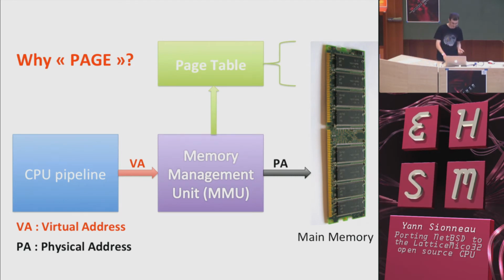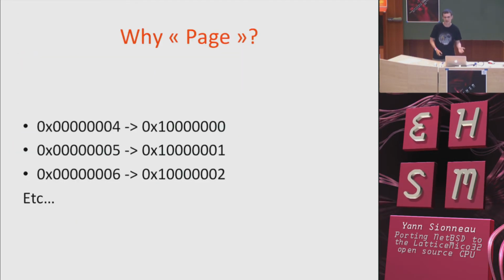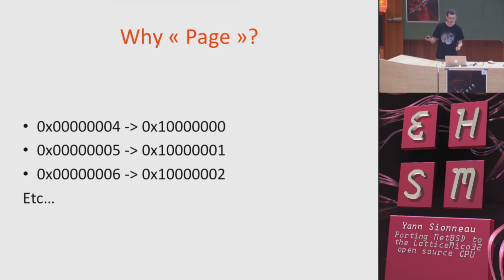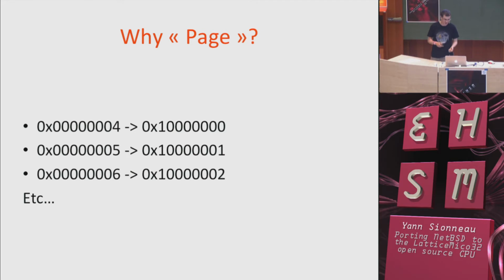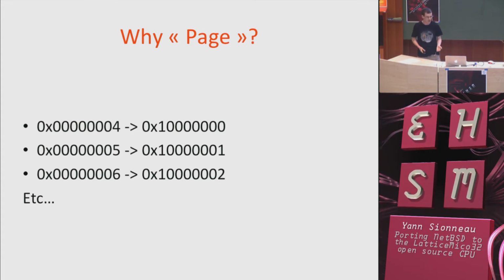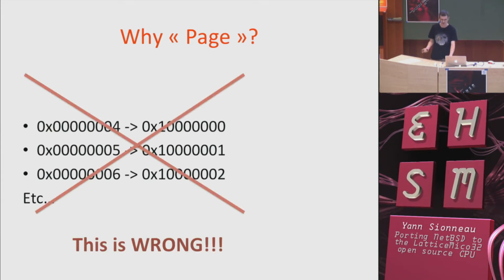Let me explain why. Let's take an example. We want to translate addresses. So we want to, for instance, translate the address 4, and it will be the physical address 1 and all zeros. And for instance, address 5 would be address 1 and all zeros and 1s and 1, etc. You're noticing that here, I'm using 3 lines for 3 addresses. It's really not efficient at all. So I would need thousands of lines to translate just thousands of addresses, so thousands of bytes. It's really not efficient. It can't work like this.